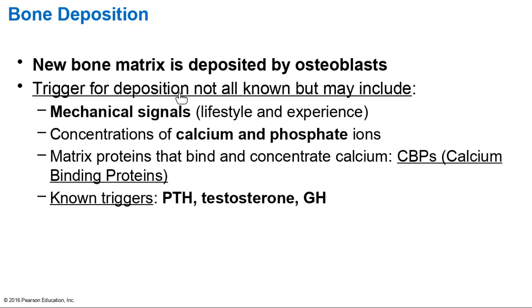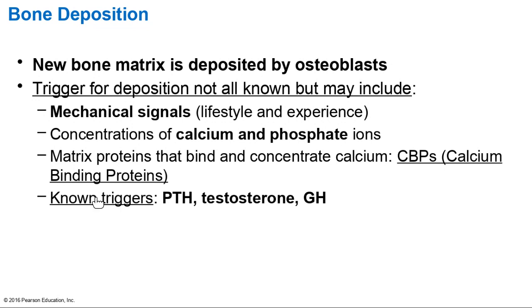If we're taking in a lot of calcium, okay, and phosphate, that will tend to increase the activity of osteoblasts to help create this matrix so that we have some place to store that calcium. Something else that can trigger deposition would be also the concentration of calcium binding proteins. Okay, if you have a lot of calcium binding proteins, then that might encourage an increase in osteoblast activity.